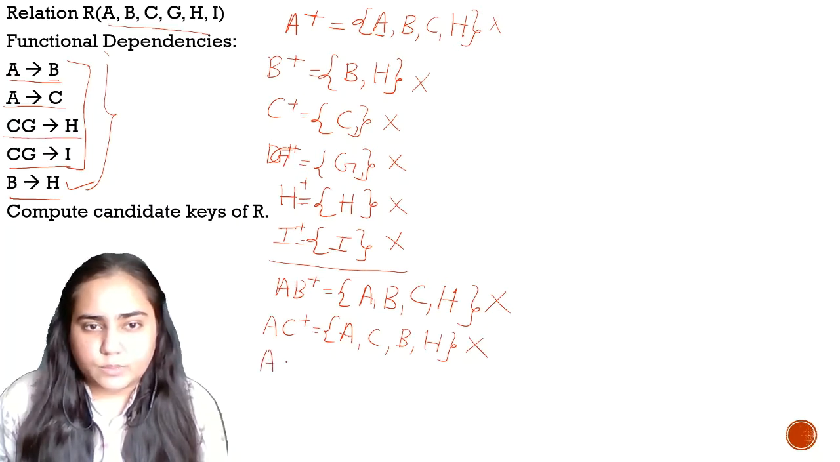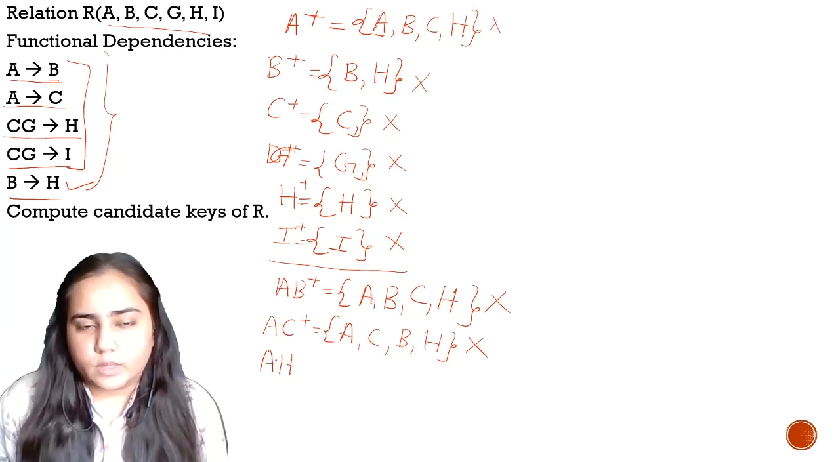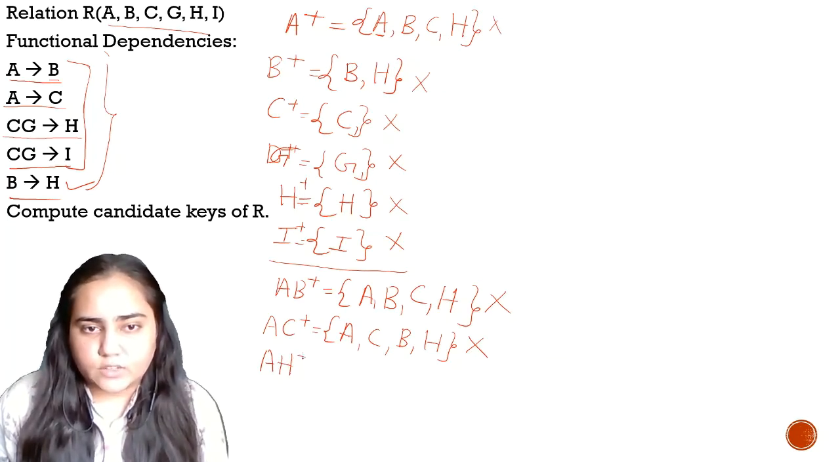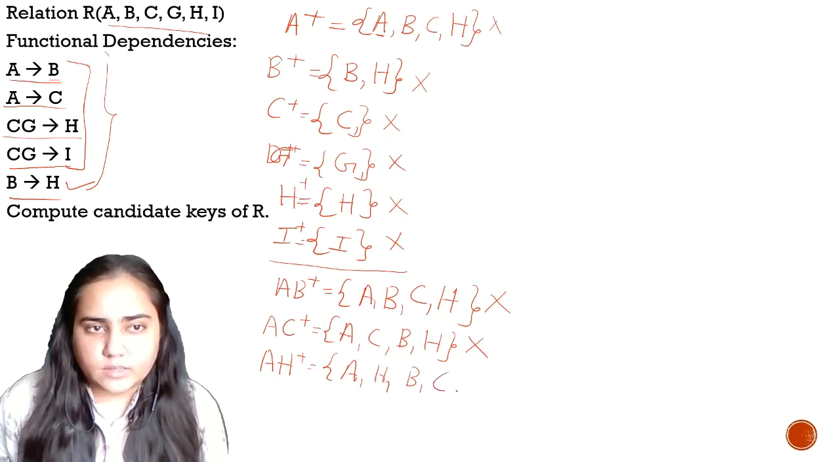Next, I'm going to compute AG plus. Okay, let's do AH plus first. It doesn't matter. So I have added A, I have added H. Because of A, I can add B, I can add C, and that's all. This is not a candidate key.